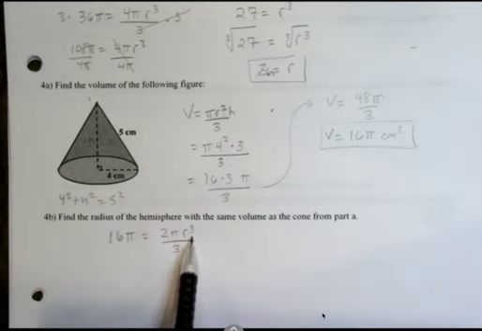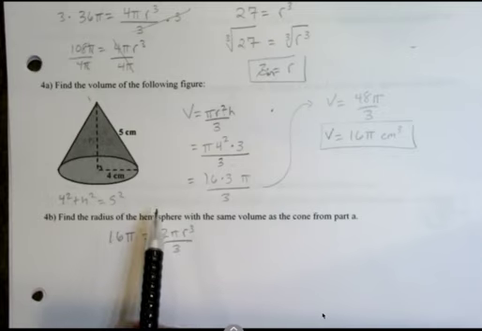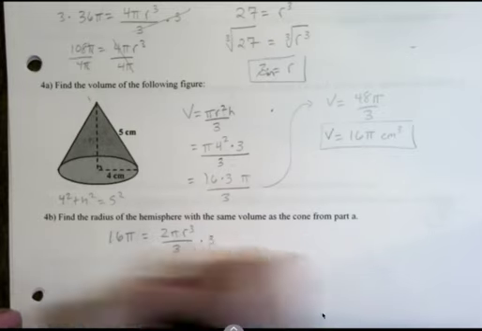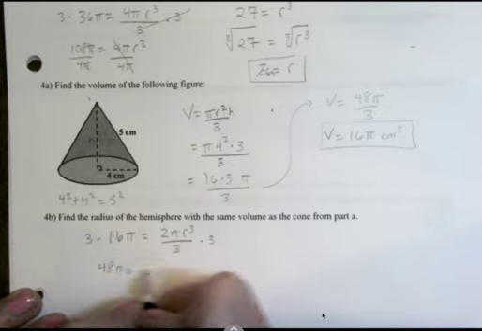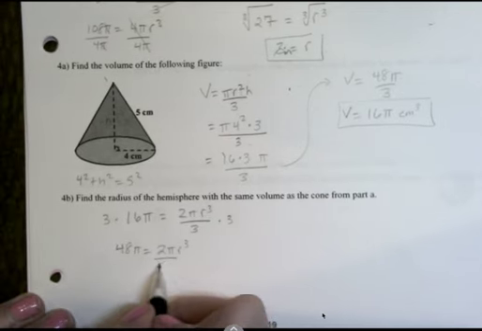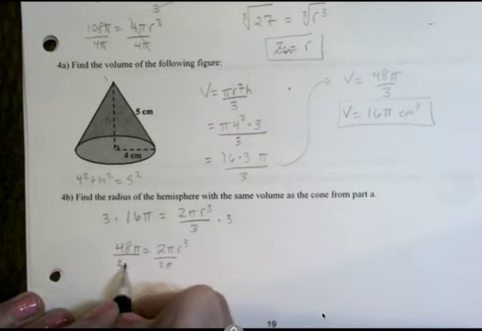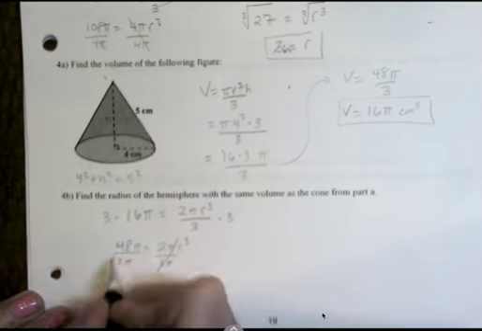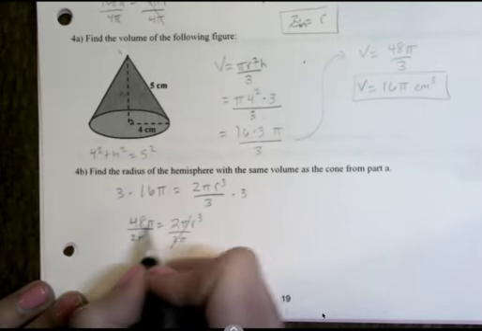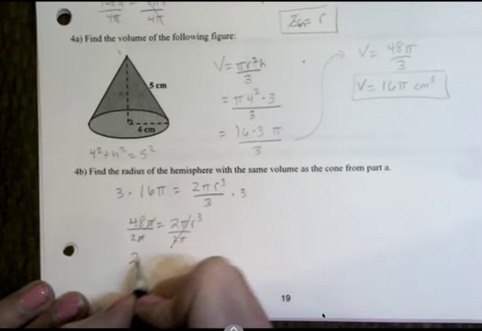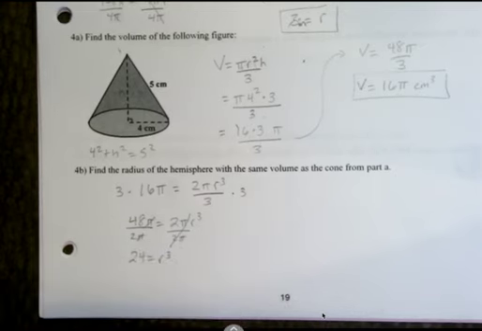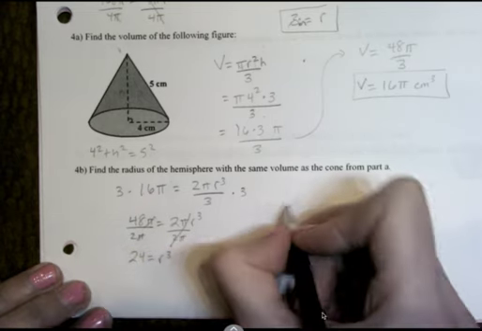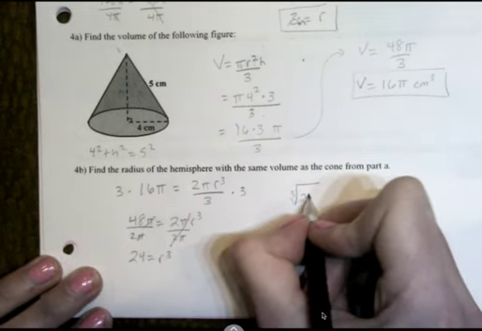We're trying to get r by itself. This is a lot like what we did in number 3. I'm going to multiply both sides by 3 to start. So I've got 48 pi equals 2 pi times r cubed. Divide both sides by 2 pi. So I've got 48 divided by 2, which is 24. There's not a nice number that when I multiply by itself 3 times equals 24. So this time I'm going to take the cube root of 24.